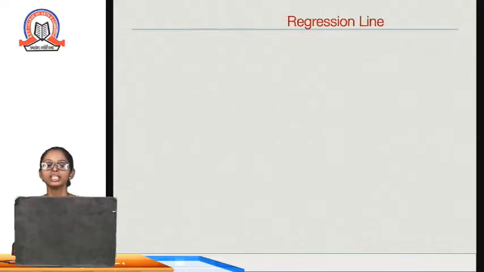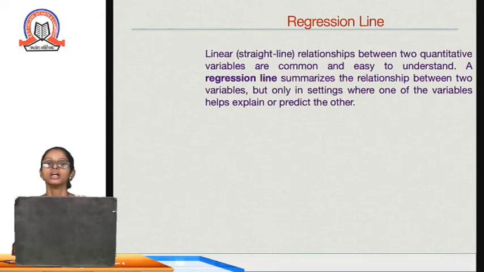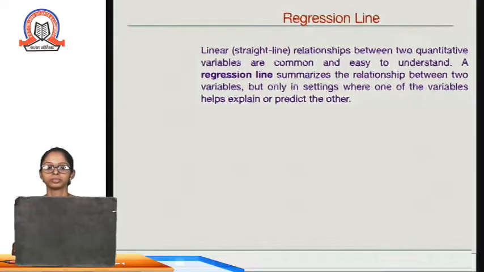Now, what is the regression line? A regression line is a straight-line relationship between two quantitative variables, which is common and easy to understand. A regression line summarizes the relationship between two variables, but only in a setting where one of the variables helps explain or predict the other.